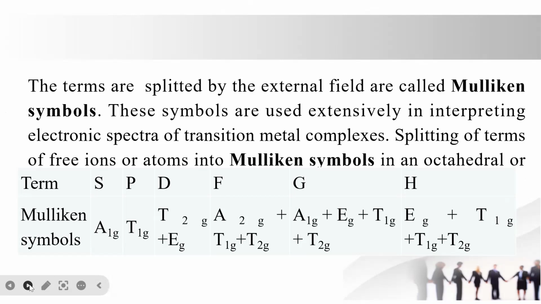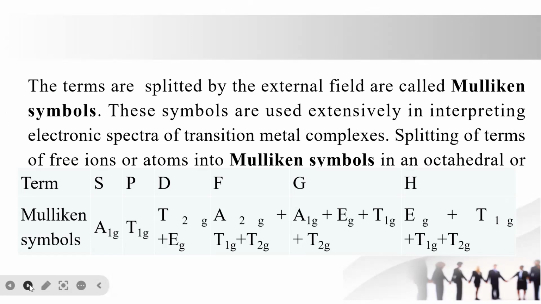Then a set of 5 d orbitals is split by an octahedral field into two levels, that is capital T and capital E. Its spectroscopic term is D. The capital D splits into triply degenerate T and doubly degenerate E components. The last one is a set of 7 f orbitals, which is split by an octahedral field into three levels. Its spectroscopic term is F. It splits into two triply degenerate T1 and T2 and singly degenerate A components.